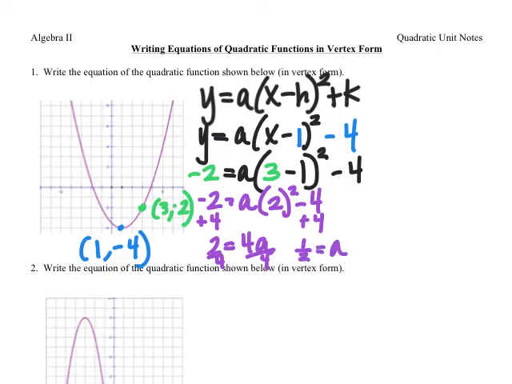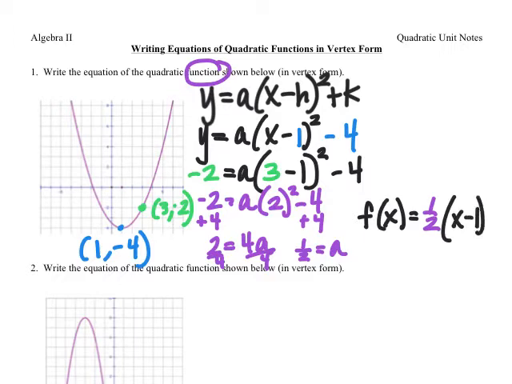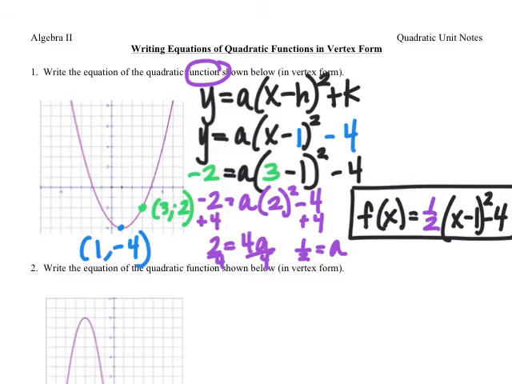equals a. And so now that I have that, I can write my final equation. And it does say to write it as a function, so we can use function notation here. So our final equation will be f of x equals 1/2, that's our a, times x minus 1 squared minus 4. And this right here represents our final answer. So let's try another one.